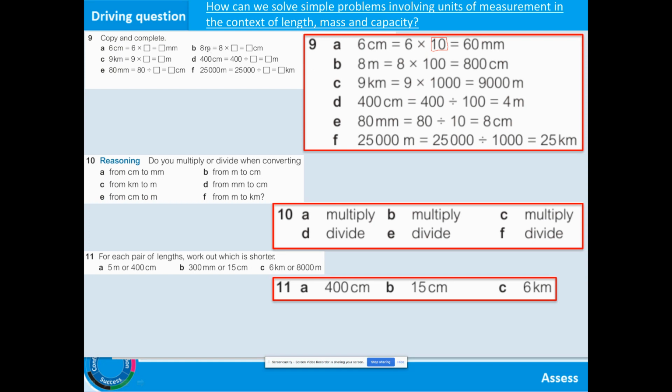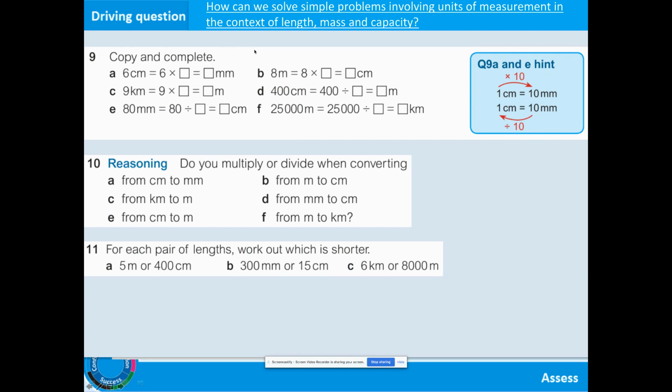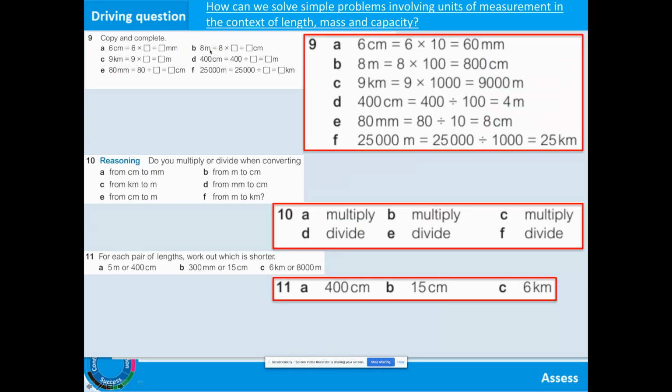So again, now we're doing metres to centimetres. Oh, why does it keep moving? Okay, so metres to centimetres, there's 100 centimetres in a metre. So to change your metres to centimetres, we need to multiply by 100 to make 800. So now we're doing kilometres to metres. You have to look at what we're measuring from and to. There's 1,000 metres in a kilometre, so we need to multiply by 1,000.